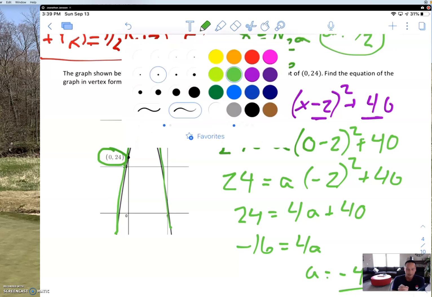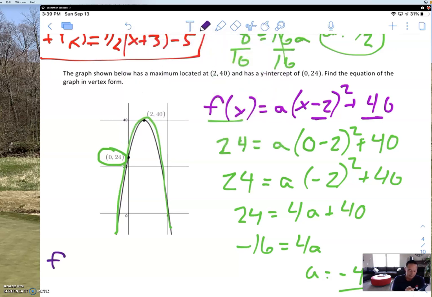And then we just write out our final answer is f of x. Plug in your a of -4. And then plug in your vertex that we had earlier. X minus 2 squared and plus 40.